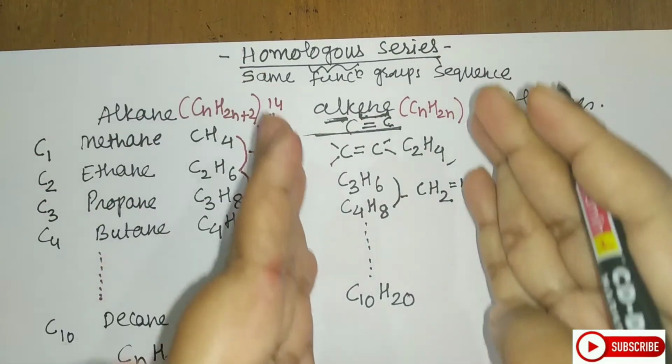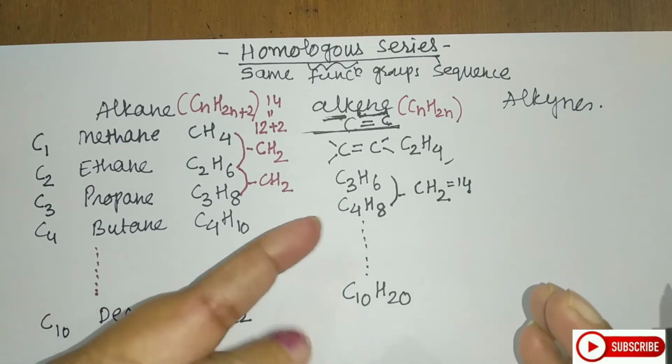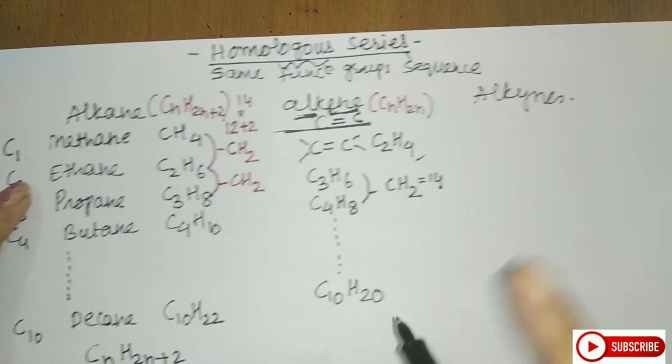Now what will be the properties of those homologues? They all will have the same physical and chemical properties. Every homologue will differ by a group of CH2 and a mass of 14 units. Same will be for alkynes.